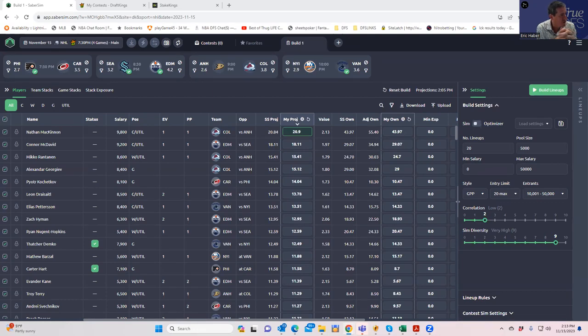And then we're going to get into Sabersim and build two sets of lineups, one using SaberScore and one using contest sims. And again, just show you, hopefully, a repeatable process using the tools available to you.